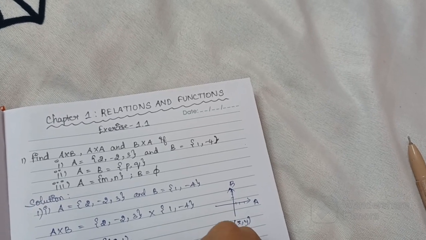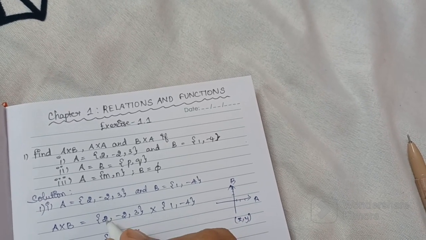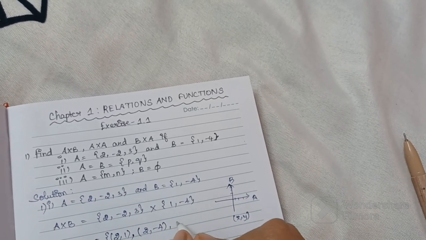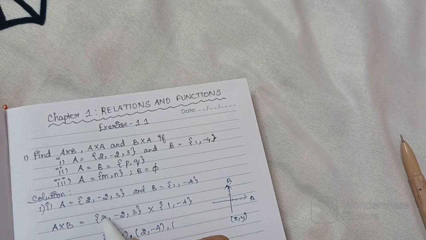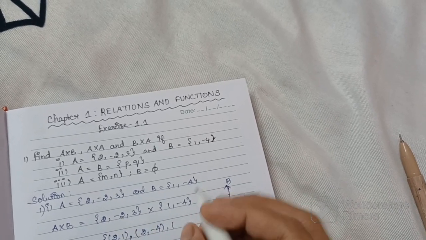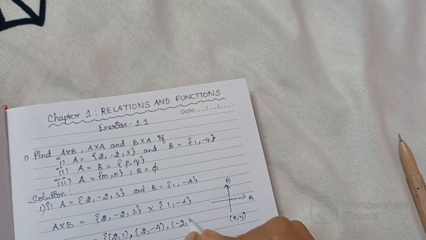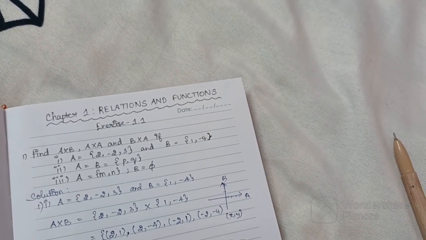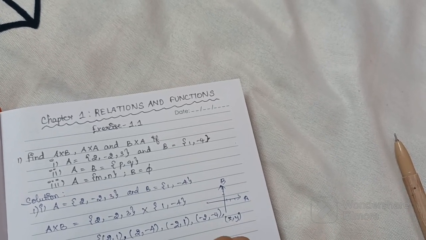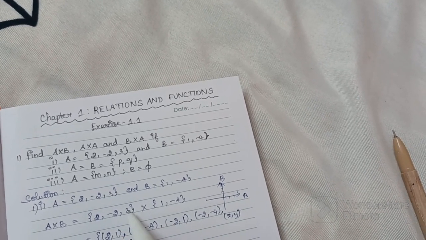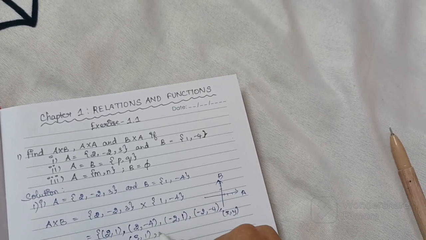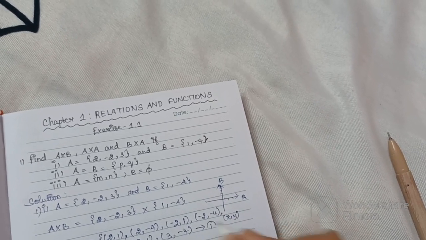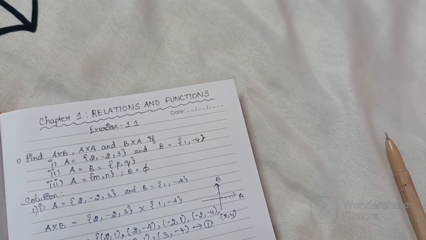And then the next one is x, y, so 2, minus 4. And now the 2 is completed. Next for minus 2, 1. Minus 2, minus 4. Then next would be your 3. 3, 1. 3, minus 4. So this is your A cross B answer.